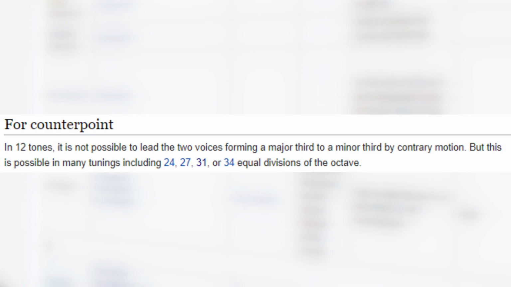Number 4. For counterpoint. In 12 tones, it is not possible to lead the 2 voices forming a major third to a minor third by contrary motion. But this is possible in many tunings, including 24, 27, 31, or 34 equal divisions of the octave.